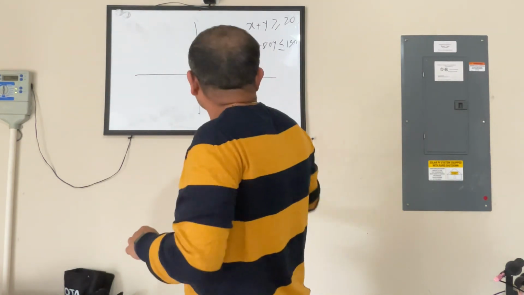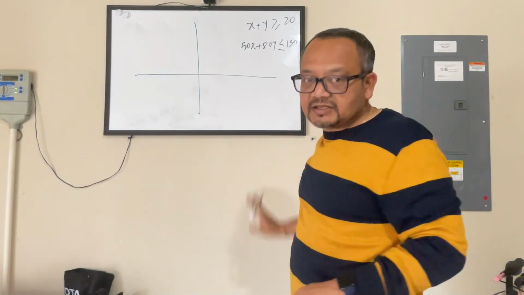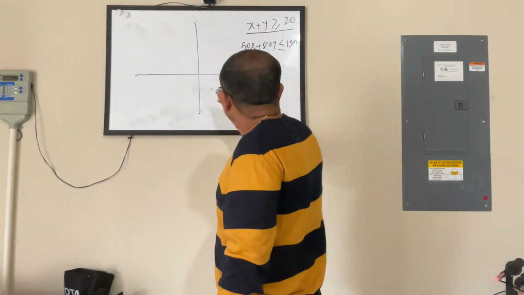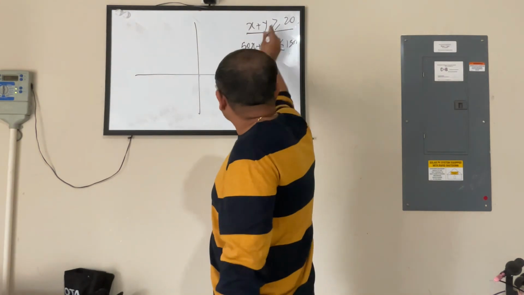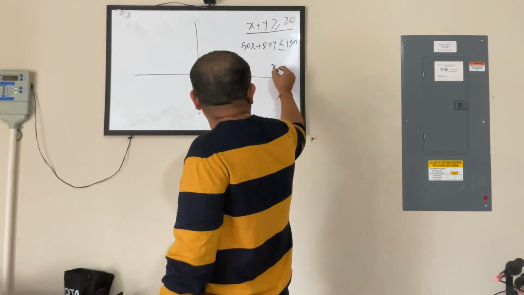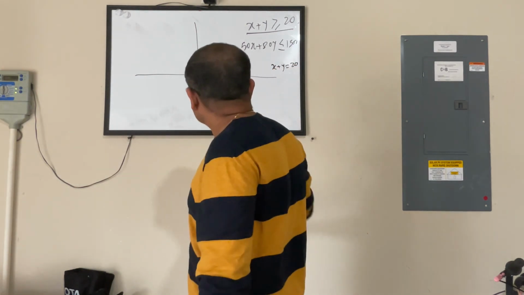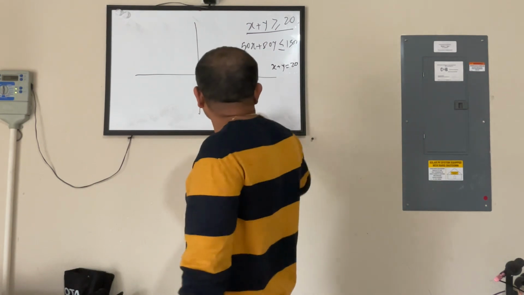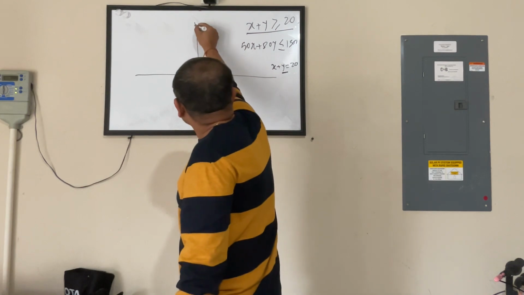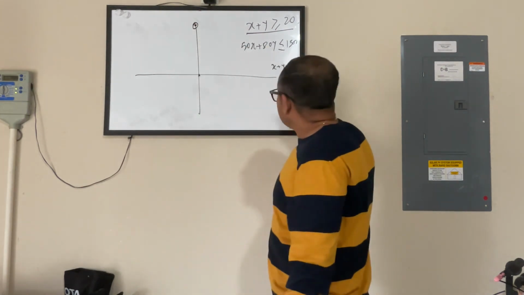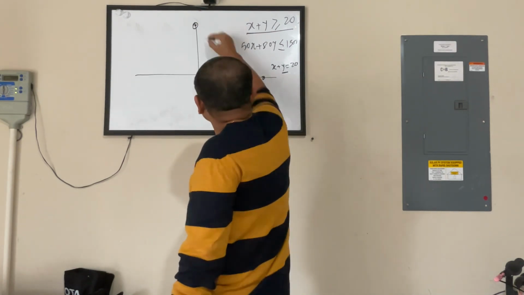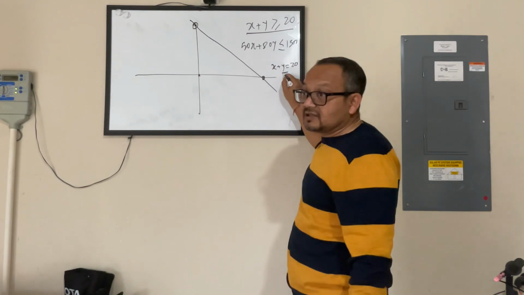Okay? So when we have this kind of thing to deal with, let's try plotting this graph for x plus y greater than or equal to 20. Let's plot it for x plus y equals 20. What happens if, let's say, x is 0? What will be the value of y? 20. So if x is 0, y is 20. This is my first point. When y is 0, what is the value of x? When y is 0, the value of x is 20. So this becomes my graph.